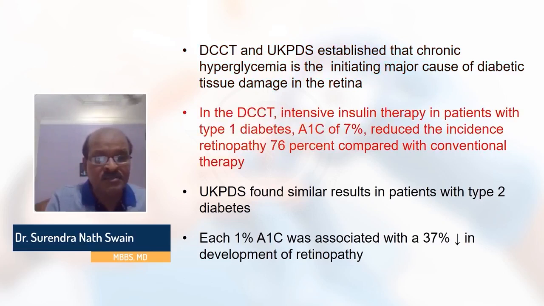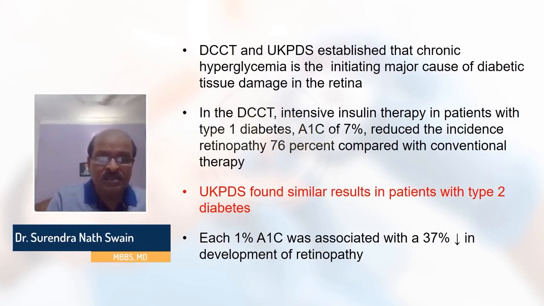In the DCCT, intensive insulin therapy in patients with type 1 diabetes, with A1C of 7%, reduced the incidence of retinopathy by 76% compared with conventional therapy. So with insulin bringing the A1C in a type 1 patient up to 7, the reduction of retinopathy is around 76%. So glycemic control is very important, this signifies. UKPDS found similar results in patients with type 2 diabetes. Type 2 diabetes is no excuse.